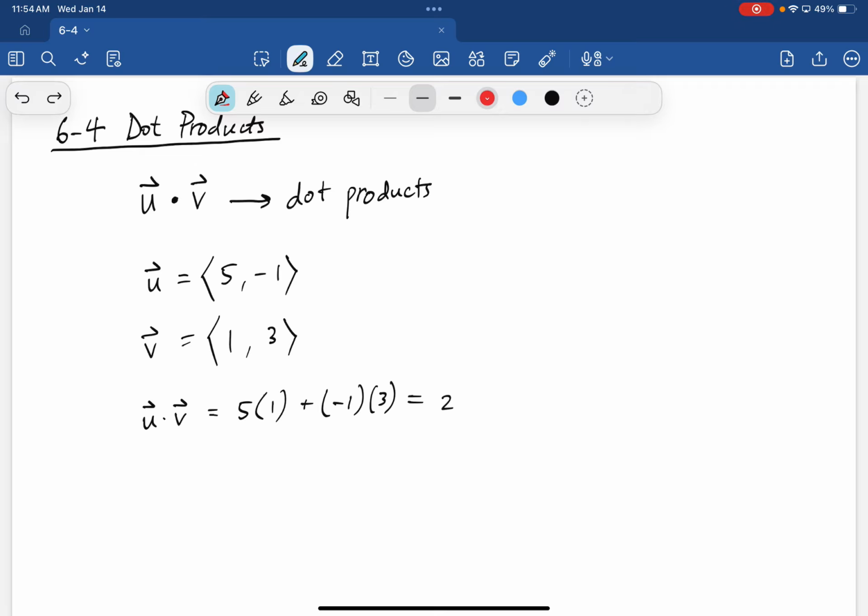So a dot product is always going to give you a scalar, a number. Could be positive, could be negative, could be 0, but it's always a number. So the product of two vectors is not another vector, but rather a number. A cross product, on the other hand, would give you a vector.